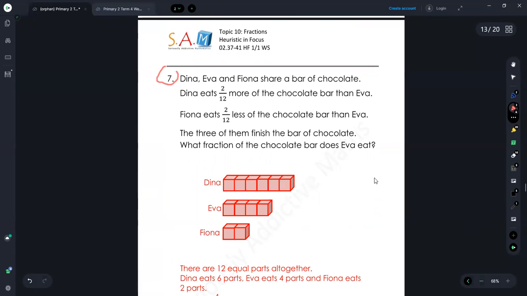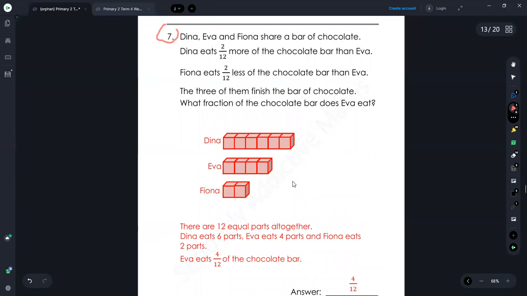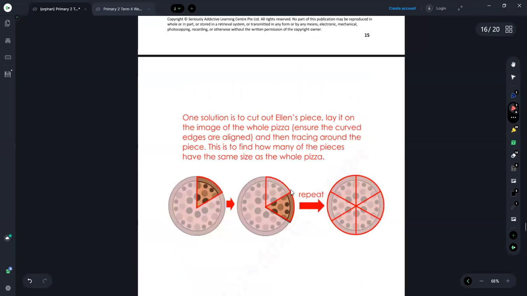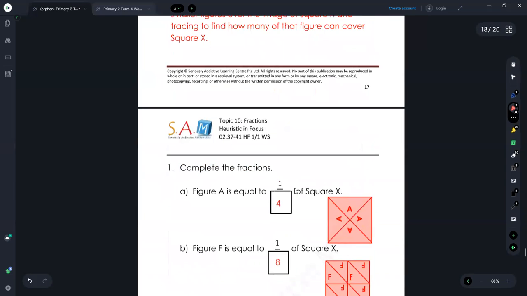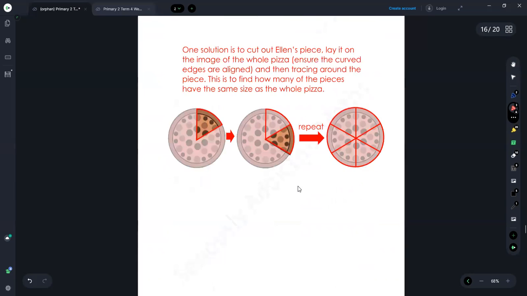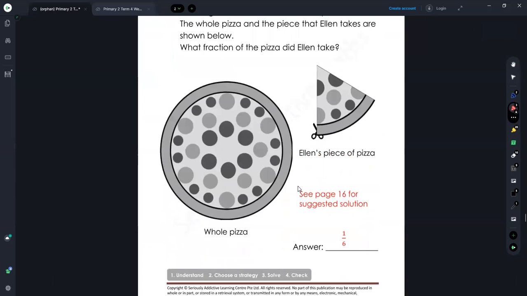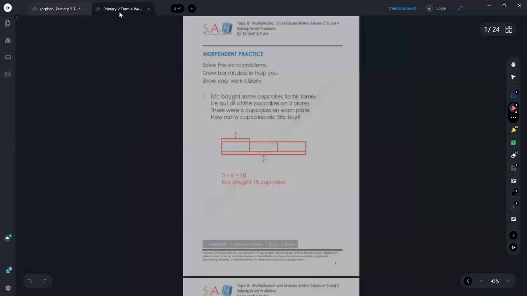Fiona eats 2 out of 12 less, Dina eats 2 out of 12 more. Now, if really no choice, you find it very difficult for them to draw the model, do get the Mathling Cubes ready for them. But I think it should be fine actually. It's not so challenging per se. And then Math Gym, there's no need for them to do this question. In fact, I'm thinking of using this as an activity for some of the later programs. So all they need to do is the rest of the questions except Mathling.